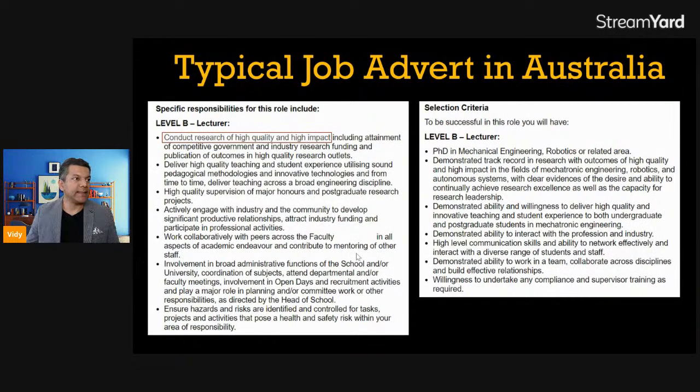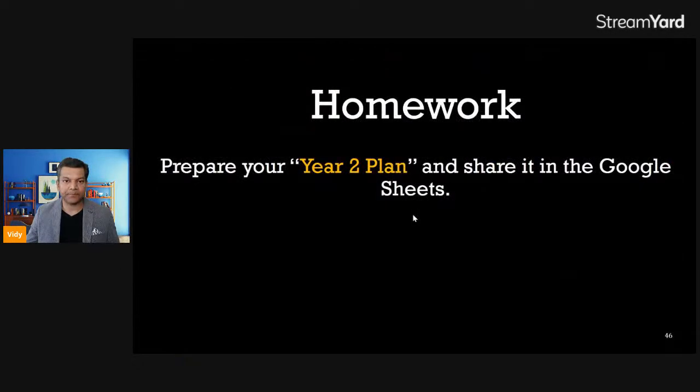Okay, so I think that brings us to the end of today's session. What I would like you all to do now is to come up with your plan for year 2 and see what activities you have already done, or what it is that you could do if you are about to start your year 2.